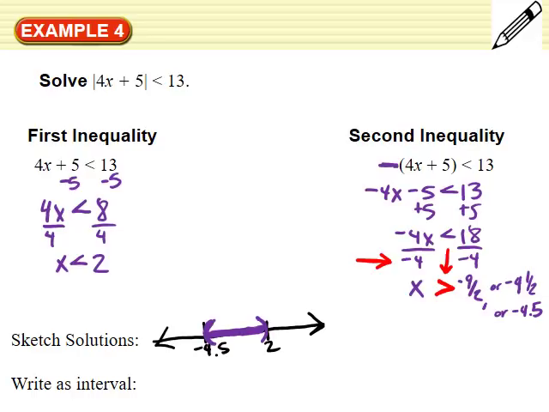If we're asked to write it as an interval, parentheses, because it's not or equal to, and I'm going from negative 4.5 to 2.